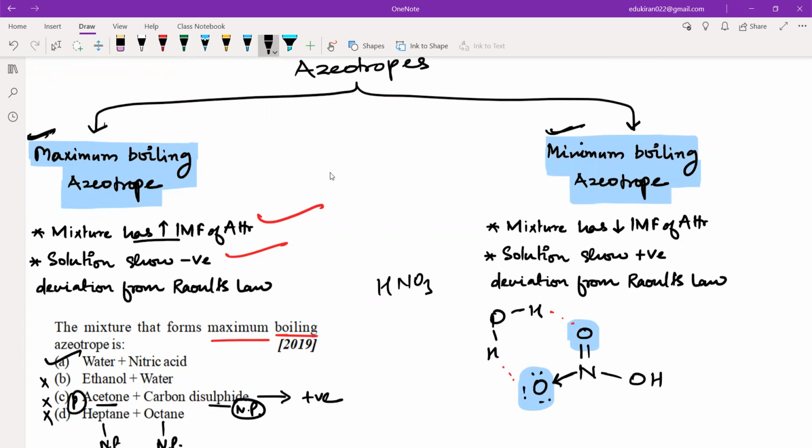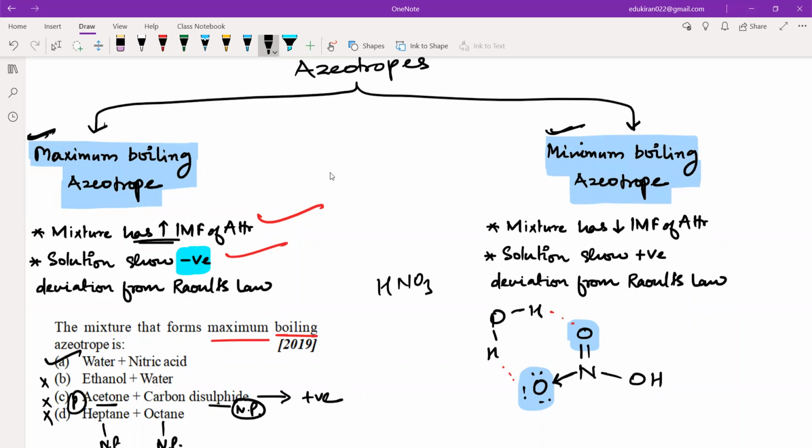Mixture which has higher intermolecular force of attraction will have higher boiling point. That means it will show negative deviation from Raoult's law. It requires higher intermolecular force of attraction, right? Because it is maximum boiling point. It requires higher and higher temperature to boil. That means it is having high intermolecular force of attraction.